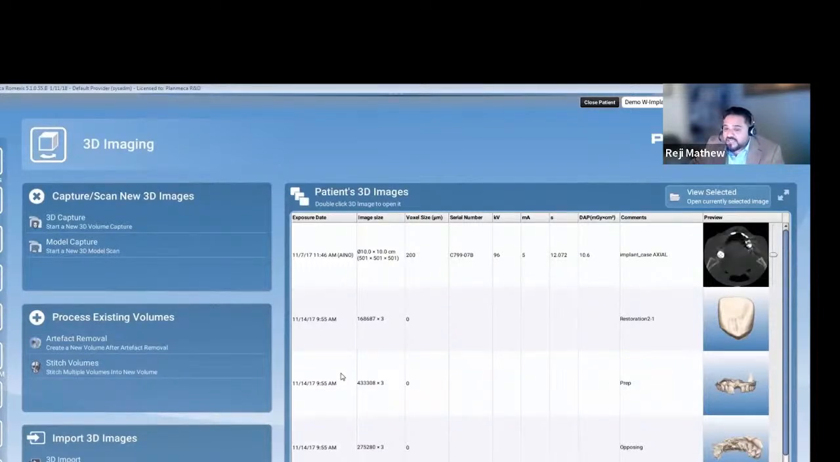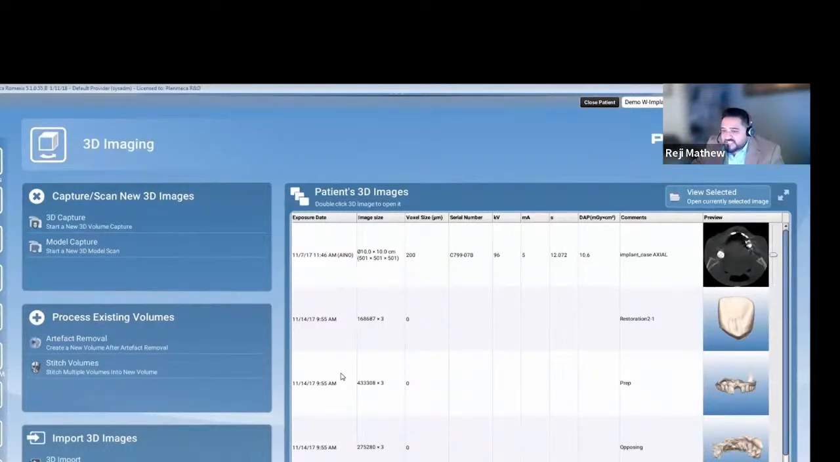The good thing about PlanMaker is you have an intraoral scanner, which is PlanScan. You have the software, Romaxis. You have the CBCT machine with PlanMaker, and of course the 3D printer. So everything integrates together. For any surgical guide planning, you have to have a CBCT image and also an intraoral scan.